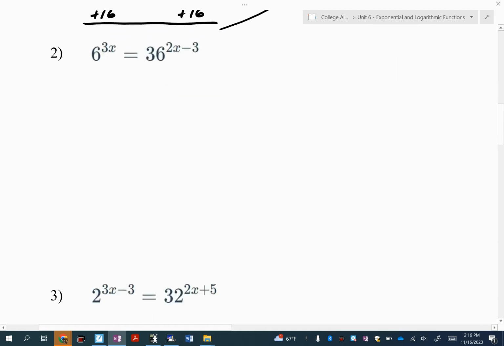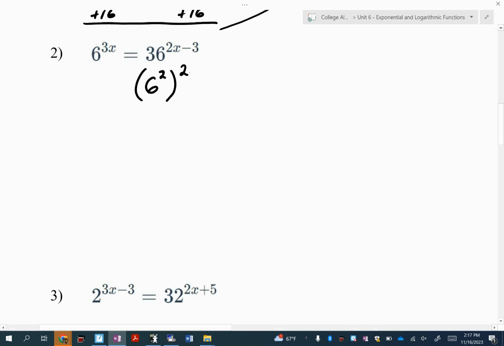Let's do number 2. Number 2, are the bases the same? No, they're not. Right? I see 6 and I see 36. Can we rewrite one of those with the other one? Yes, which one? 36. How would you rewrite 36 with a 6? 6 to the second power. 6 to the second power is 36.